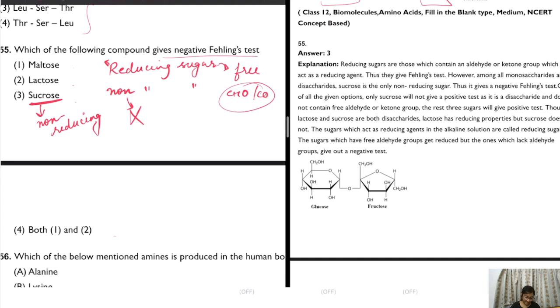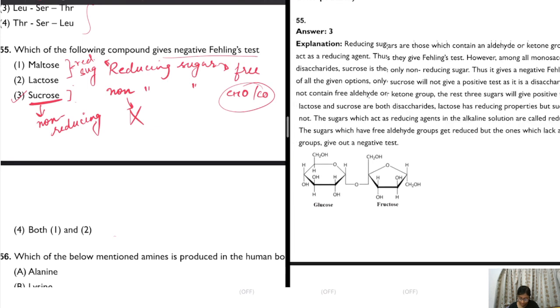Okay, the rest are disaccharides. These are also, but these are reducing sugars. How? That also we will see. So what happens is sucrose will not give it. That is the Fehling's test, and this would be the answer.